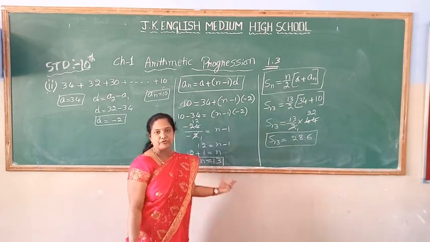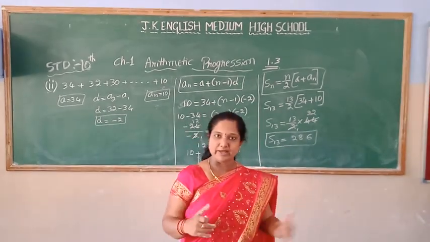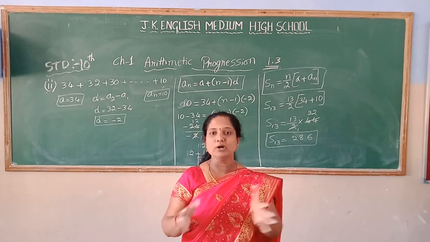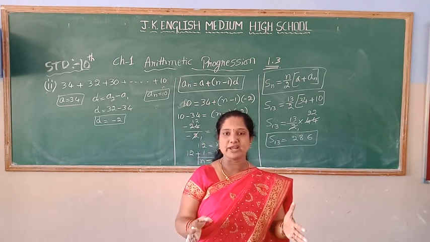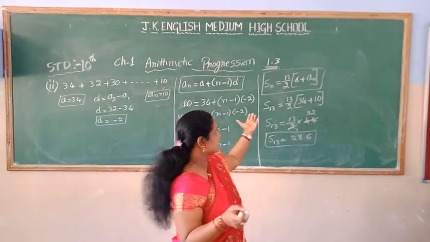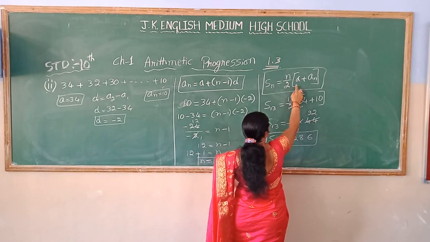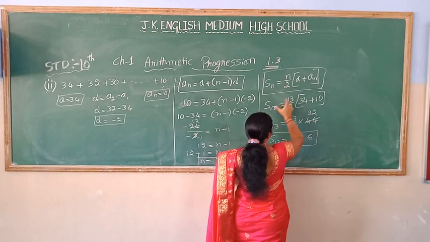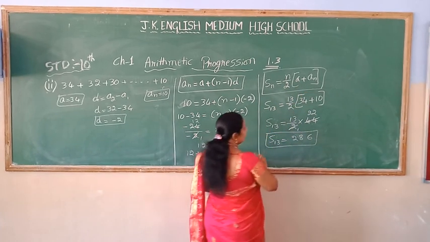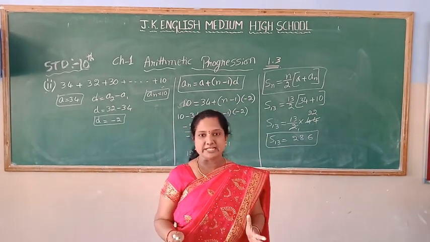After getting the value of N, I will find the sum of n terms of an AP. I know the N value, the last term value and the A value. So which formula can I use there? It becomes very easy if I use the formula Sn is equal to n by 2 into (A plus An), the nth term. Substitute the values and simplify. We will get the sum of 13 terms of this AP as 286.